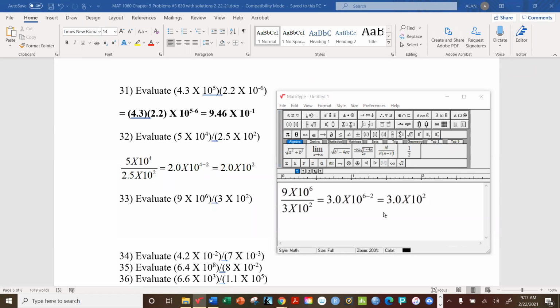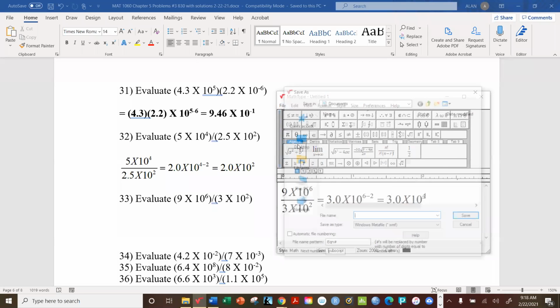All right, so yes, oh, so this is going to be 10 to the fourth. So if you're using the pencil cool equation editor, you don't have to type or anything. Just write it out by hand and you're all set.